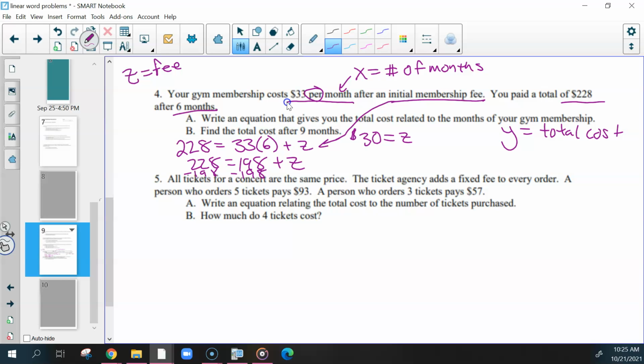So for part A, to actually write our equation, we would have y equals whatever our total cost will be, 33 times our x, the number of months, and then now we know our z to be 30, so we put plus 30. Now we have our equation and can use that equation to find the total cost after 9 months for part B.